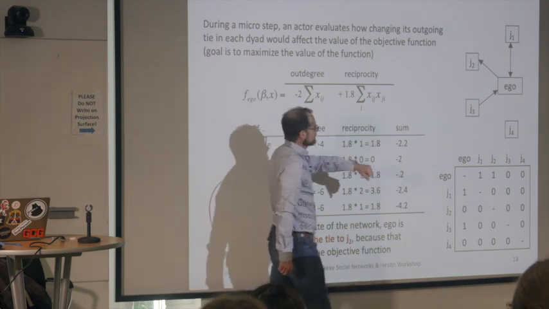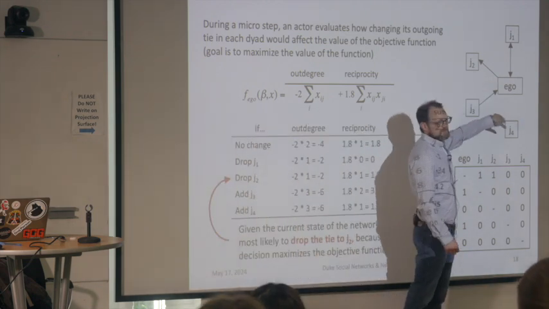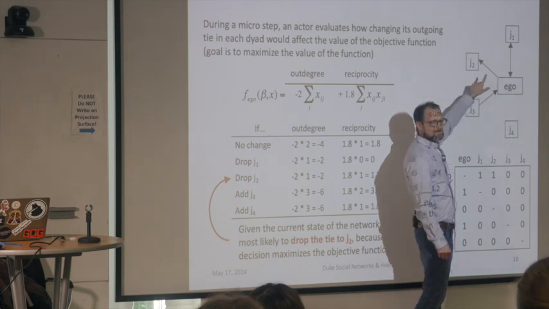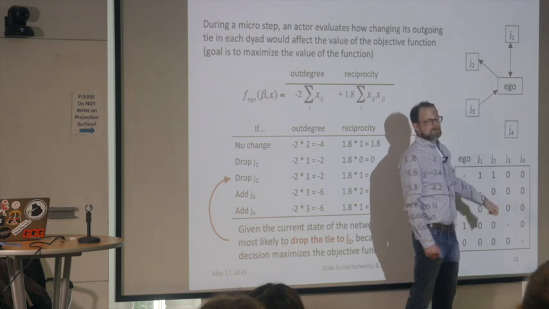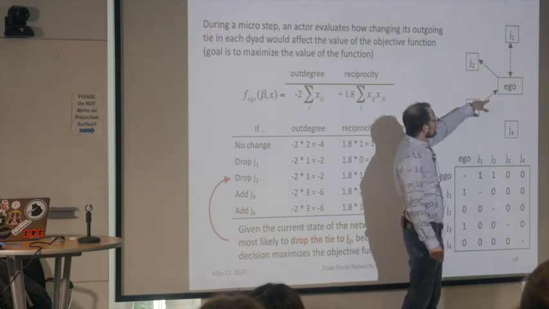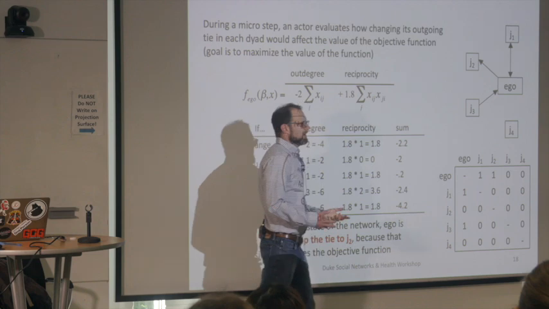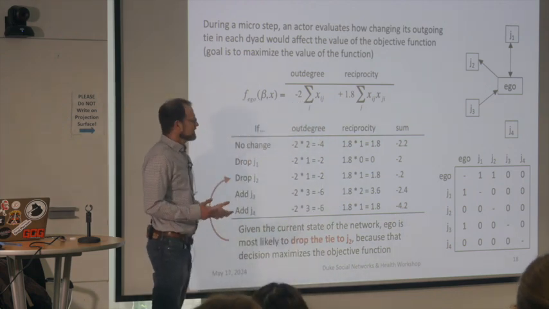Ego is going to go through every possible tie in the network, go through every alter, and consider what is the value of changing that tie. Okay, ego has a tie to J1. What would happen if ego changed that tie?